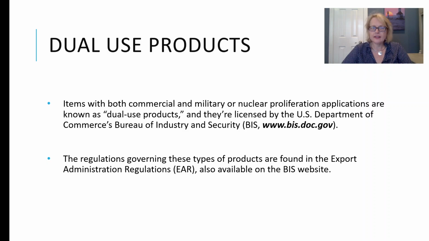And those are licensed by the BIS, which is the Bureau of Industry and Security, part of the U.S. Department of Commerce. They're licensed because we want to make sure that we know as a government where those products are going. Are you exporting that to another country so that they can assemble it into something that is going to be used in a military or nuclear way, or are you just sending it to them and they're going to manufacture it into something else? They want to make sure that they know about that.